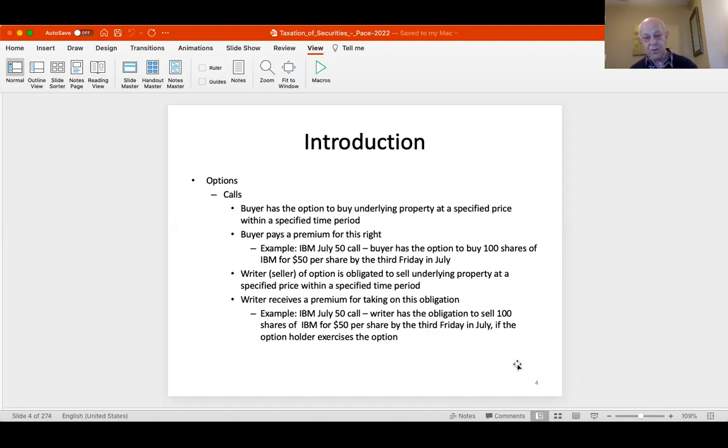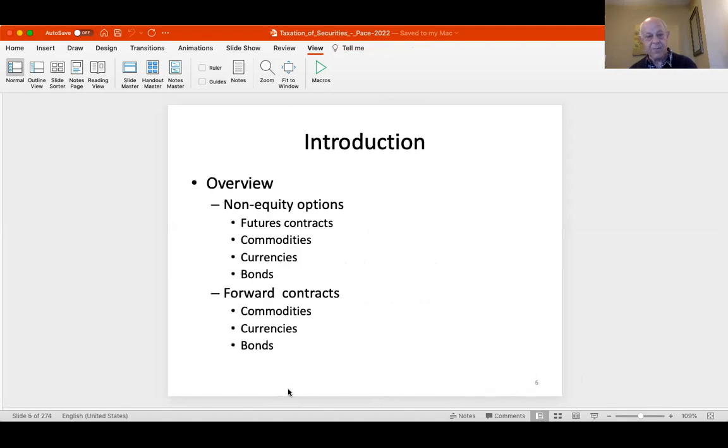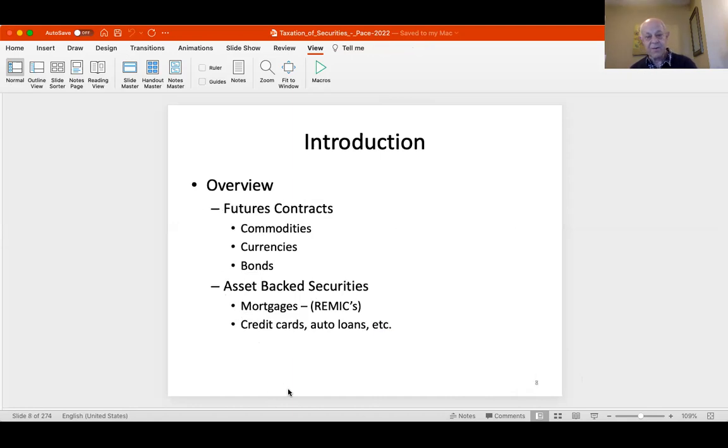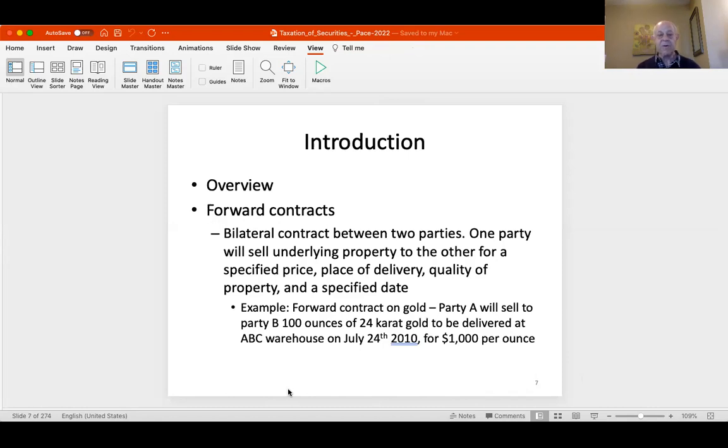So we've gone over calls, we've gone over puts, and finally, the last two things I do want to talk about are forward contracts and futures contracts. And a forward contract, again, is a bilateral contract. It's a contract between two parties. And what one party says is that I will sell you some property at a certain time for a specified price, and you're going to pay me the money at that time, and I'll deliver the property to you.